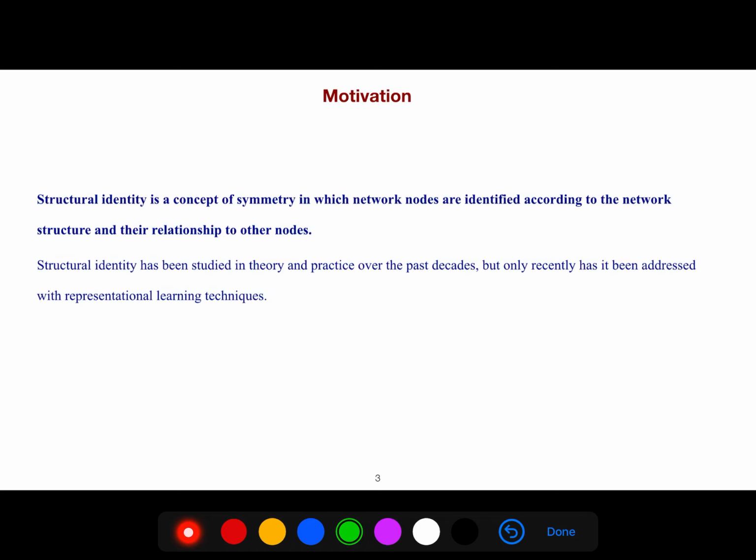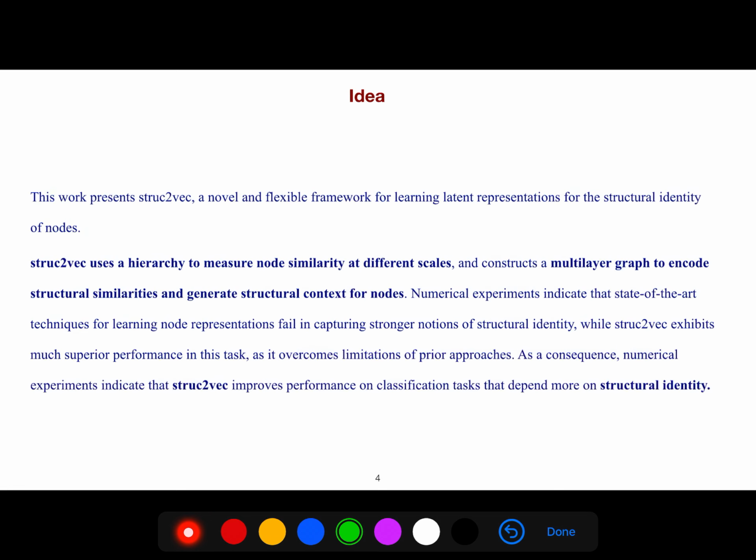Structural identity is a concept of symmetry in which network nodes are identified according to the network structure and their relationship to other nodes. Structural identity has been studied in theory and practice over the past decades, but only recently has it been addressed with representational learning techniques.